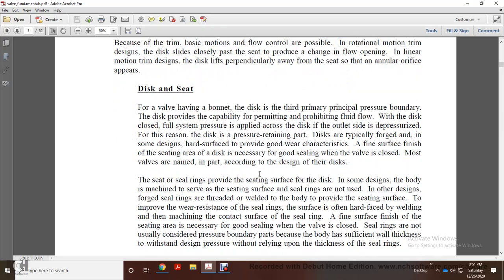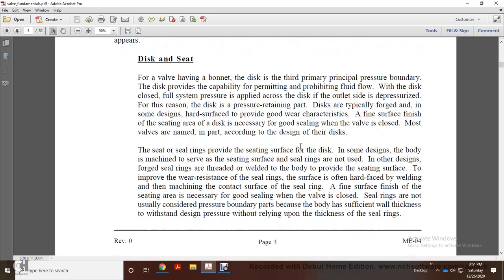With the disc closed, the full system pressure is applied across the disc, and the outlet side is depressurized. For this reason, the disc is a pressure retaining part. Discs are typically forged, and in some designs have a hard surface to provide good wear characteristics. A fine surface finish over the seating area is necessary for good sealing when the valve is closed. Most valves are named in part according to the design of the disc.